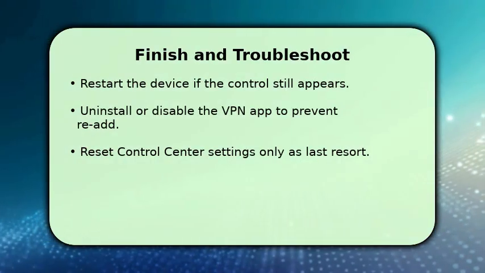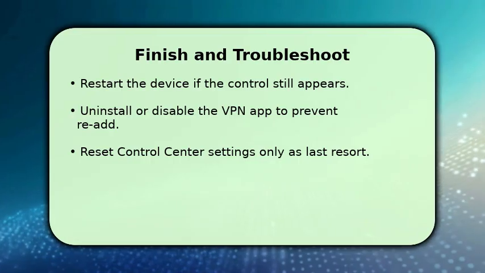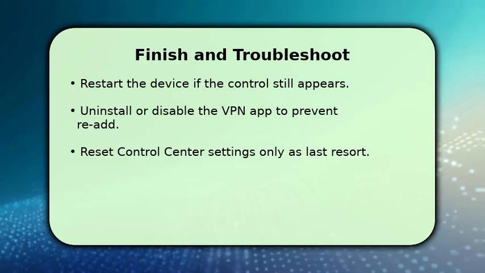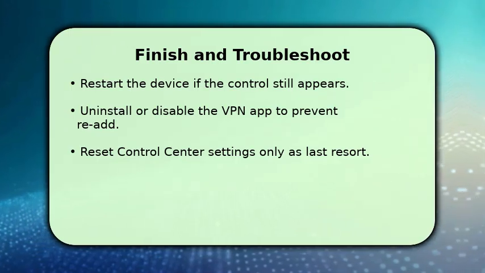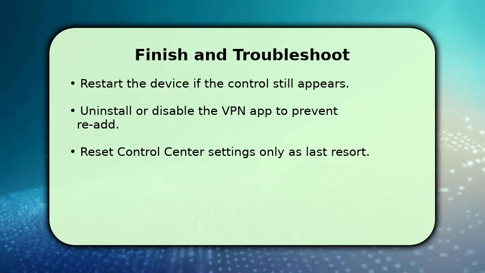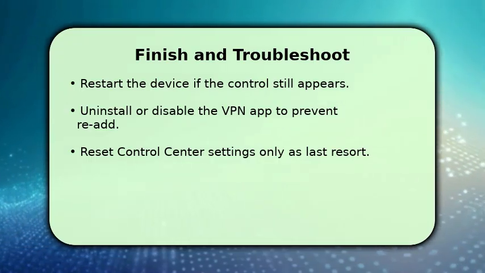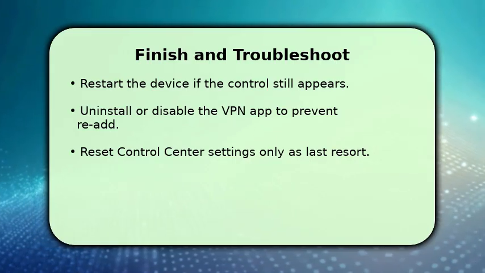To finalize, close Settings and test Control Center to confirm the VPN control is gone. If it remains, restart the device to clear cached interface elements and check again. If the control keeps reappearing, disable or uninstall the VPN app because some apps re-register shortcuts automatically.